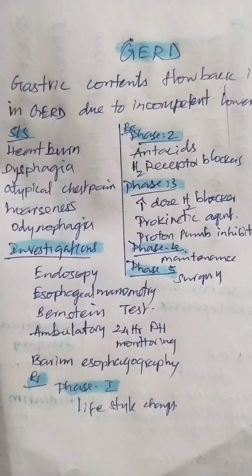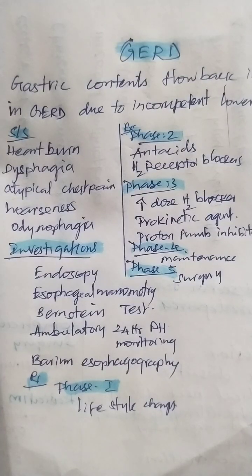Phase 2 treatment, first line drug therapy. Antacids reduce gastric acidity. Use on an as needed basis. They provide symptomatic relief but do not heal esophageal lesions. Number 2, histamine H2 receptor blockers such as ranitidine, that is Zantac, cimetidine, Tagamet, and famotidine, Pepcid. They decrease gastric acid secretions, provide symptomatic relief, and may require lifelong therapy.